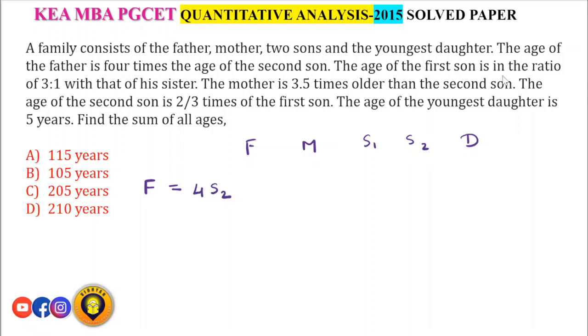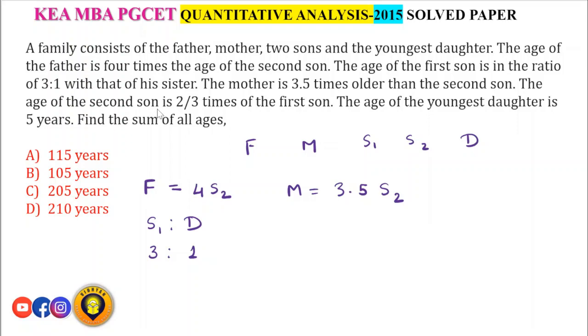The age of the first son is in the ratio of 3:1 with that of the sister. That is, S1 to daughter, D, the ratio is 3:1. The mother is 3.5 times older than the second son, that is 3.5 times S2.